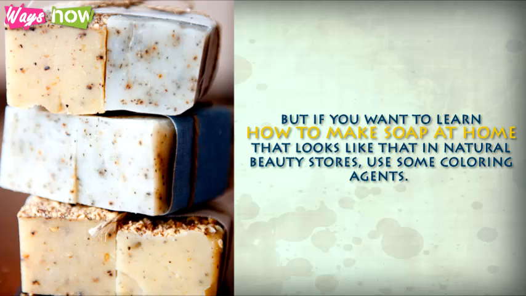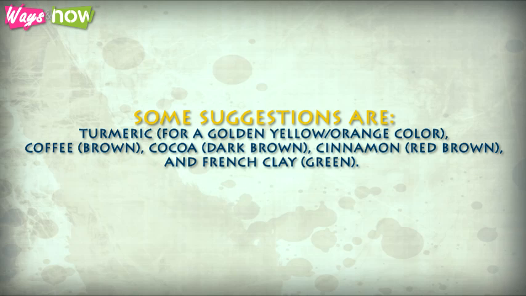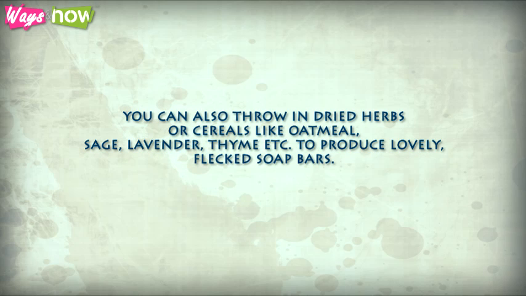use some coloring agents. Some suggestions are turmeric for a golden yellow-orange color, coffee, brown, cocoa, dark brown, cinnamon, red-brown, and French clay, green. You can also throw in dried herbs or cereals like oatmeal, sage, lavender, thyme, etc. to produce lovely flecked soap bars.